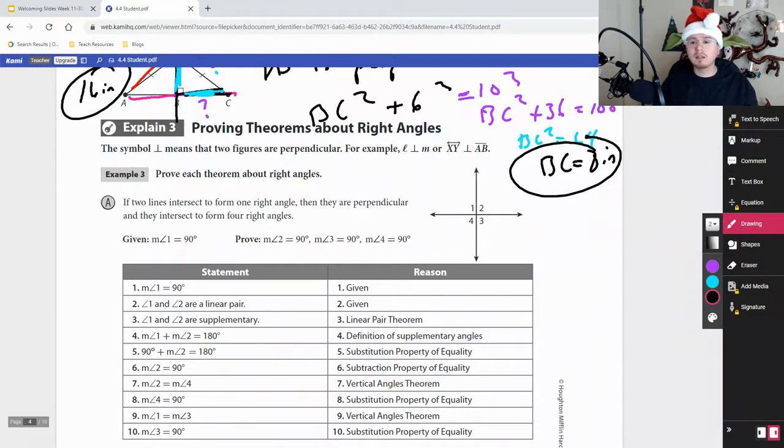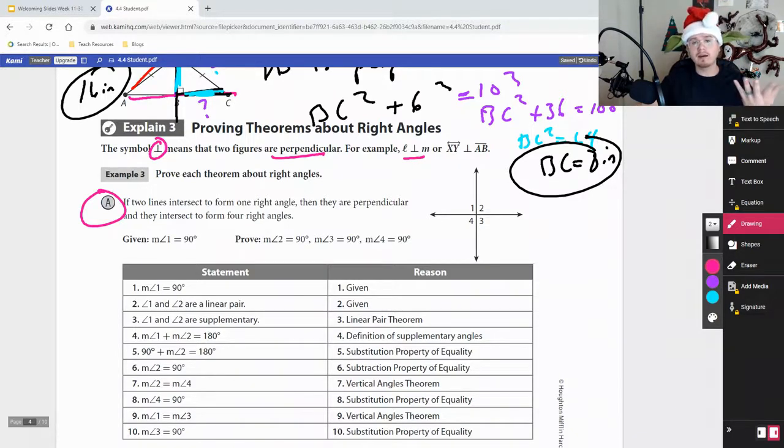All right. So this is going to start tying in some of the things that we've been working on lately. So, proving theorems about right angles. This symbol means that they're perpendicular. So line L is perpendicular to line M, or line XY is perpendicular to line AB. Prove each theorem.